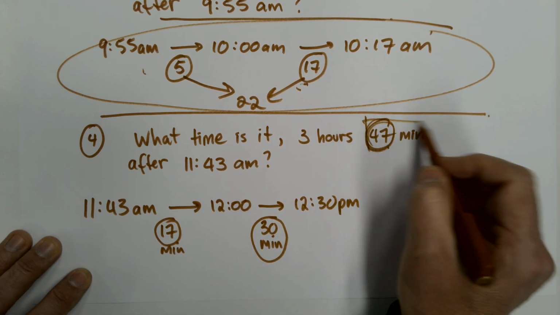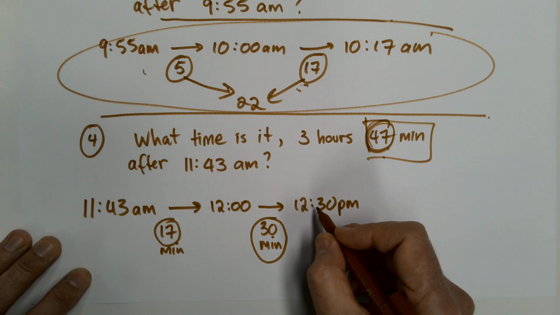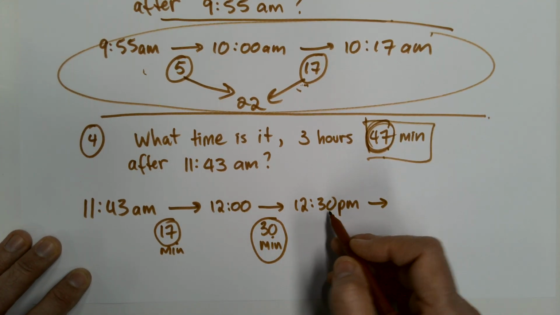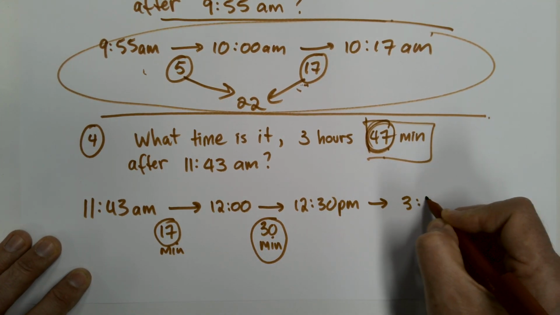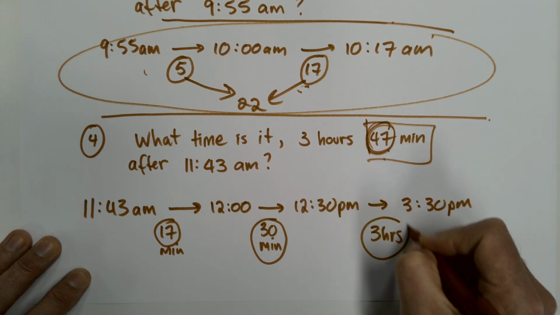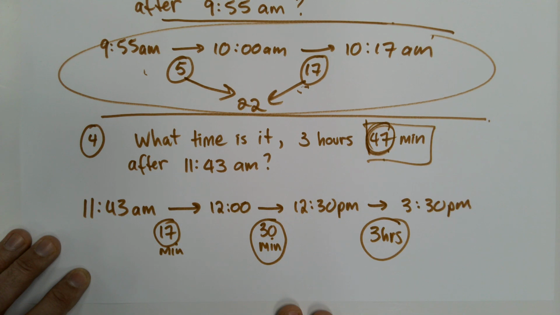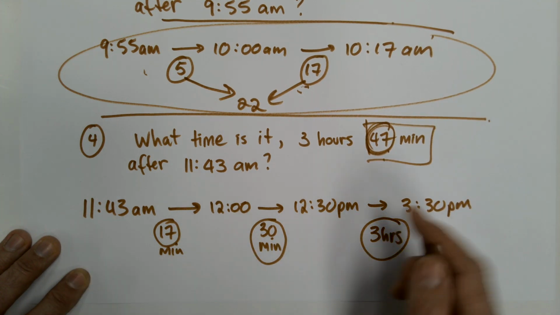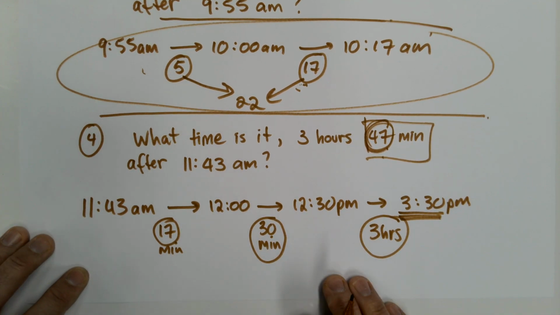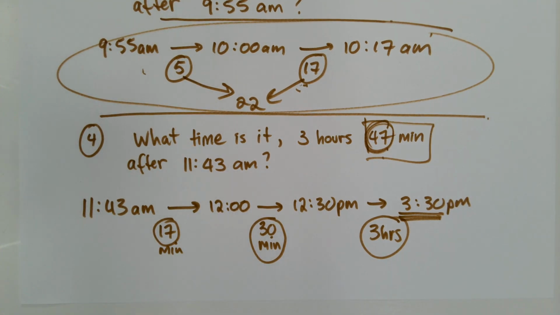All right, that's cool. So we've used up all the minutes. They're all used up. Now we've still got to use this 3 hours. Well, that's easy. 3 hours after 12:30 p.m. is 3:30 p.m. And that's your 3 hours done. So we've got 3 hours, 47 minutes. So after 11:43 is dead on 3:30. Okay, so that's just a way of thinking it through.